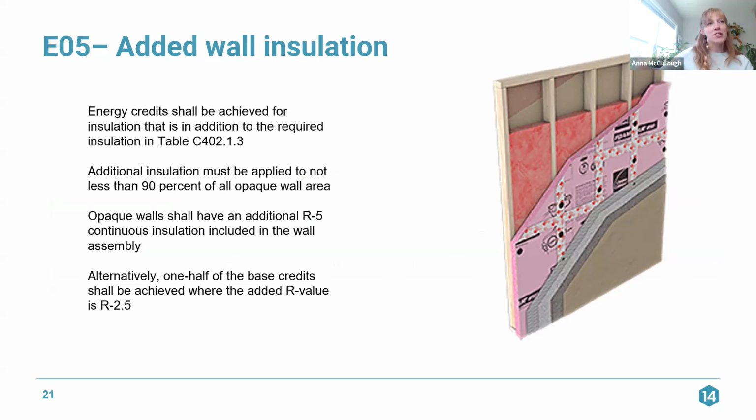Credit E04. You see why I put the tree in there for a little bit of Zen before we got into the credits. Credit E05 is added wall insulation. This credit requires, for not less than 90% of the opaque wall area, not the total wall including the glazing, just all of the opaque wall area, that you provide an additional R5 continuous insulation, or you can achieve half the credits by providing R2.5.